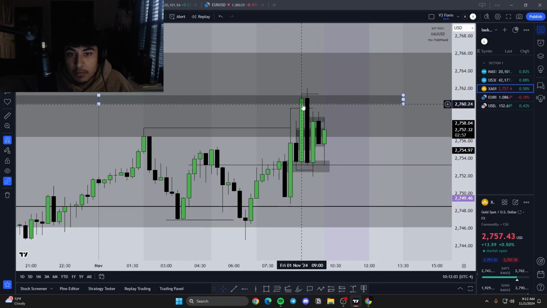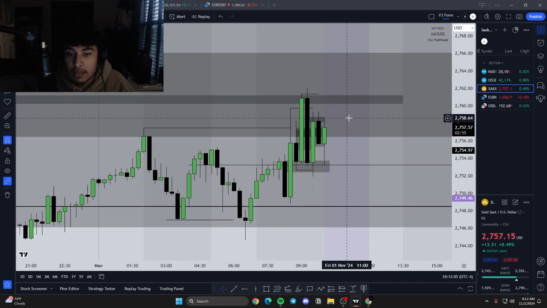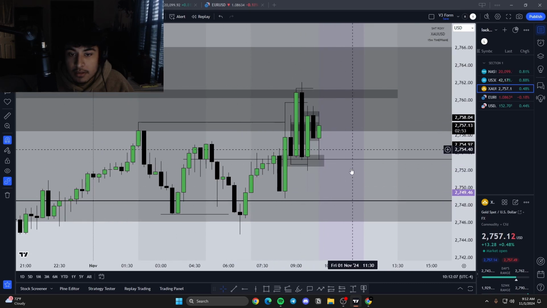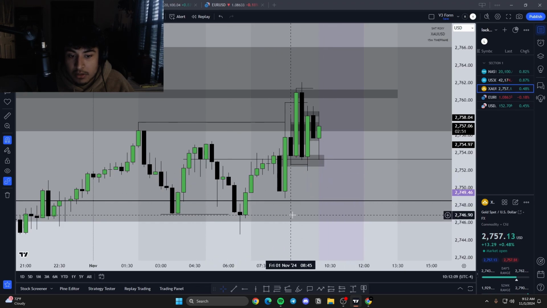We had one sweep, two sweeps, and then a third sweep up there. To me, that was a 3 drives pattern, and that looked like it wanted to move lower, complete this market maker model, and just go back to the downside here.